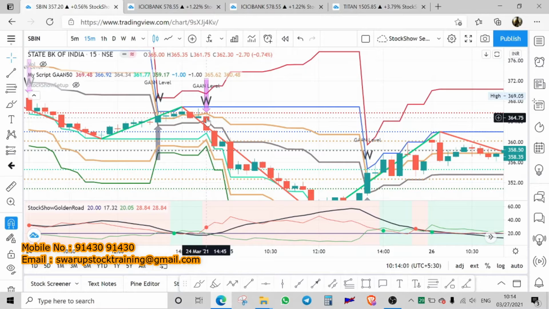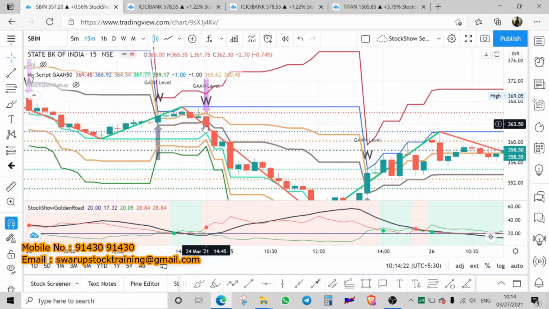If I short it here, State Bank at 365, what will be my next target? Look at the line here, 365, right? These are all dynamic lines. My next target would be 364, 362 and all those.